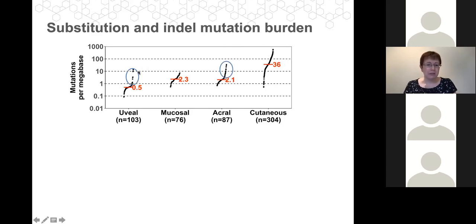I'll just mention, as I'll come back to these in a few slides, that although these tumours do have lower mutation burdens, there are some outliers for the uveals and acrals, which have a higher mutation burden in comparison with the rest of their cohort.